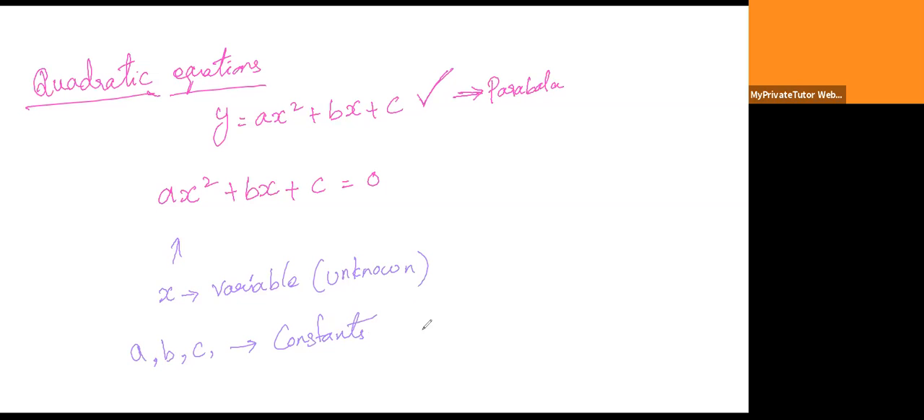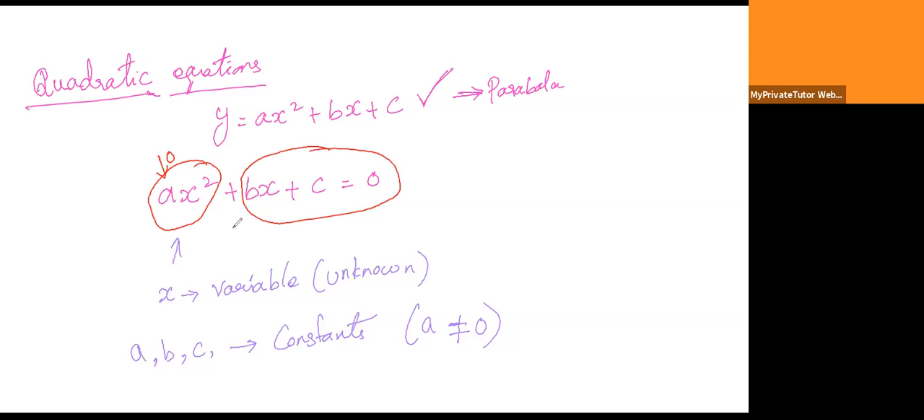Make sure that a is not supposed to be 0. It must be a non-zero number. It can be negative, it can be positive, but it's not supposed to be 0. Can you please tell me why? If a is 0, this complete term becomes 0, which means it becomes a linear equation. I hope everyone is able to follow me.